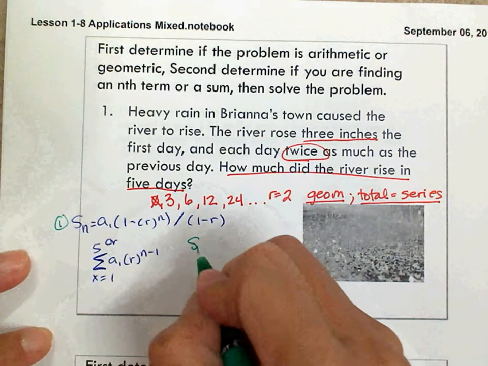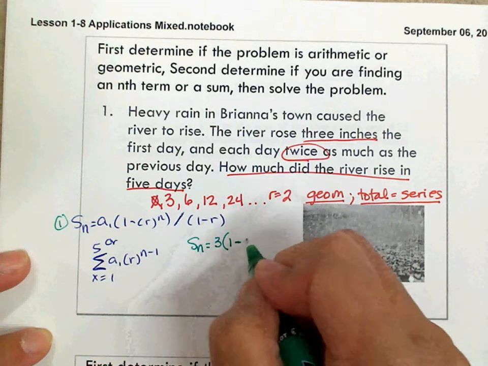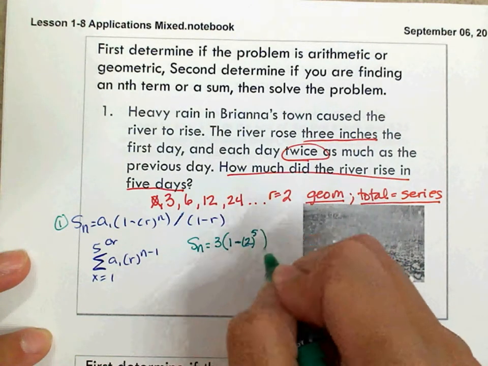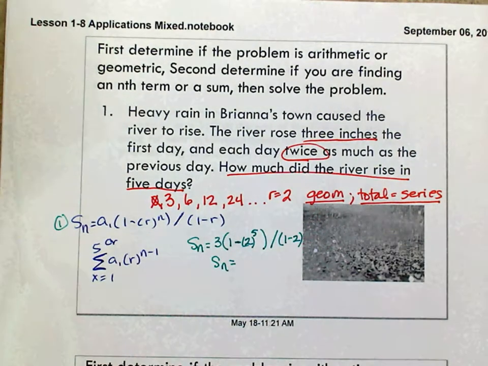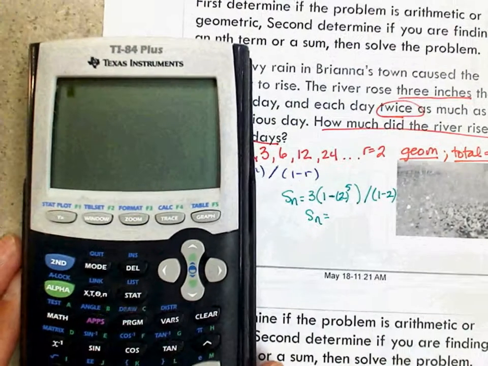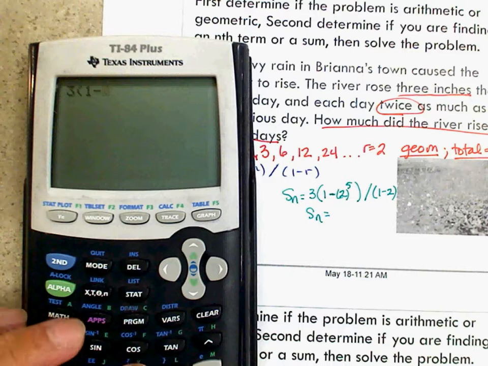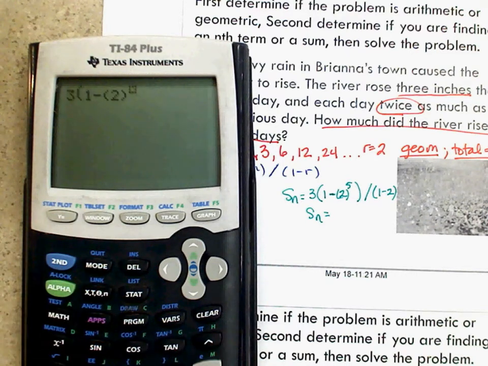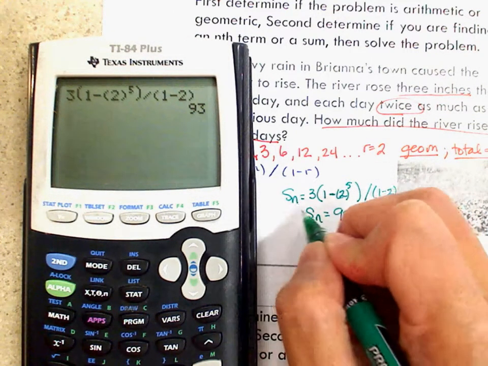My first term is 3, (1 minus 2^5) divided by (1 minus 2). So let's see what we get for that one. Let me clear my calculator. 3 parentheses, 1 minus, and if you want to do extra parentheses around it, that's fine. Just remember when it's negative, it matters. Here it's a positive number, it did not matter. Make sure you use a minus. So it rose 93 inches. Don't forget your units. Okay?